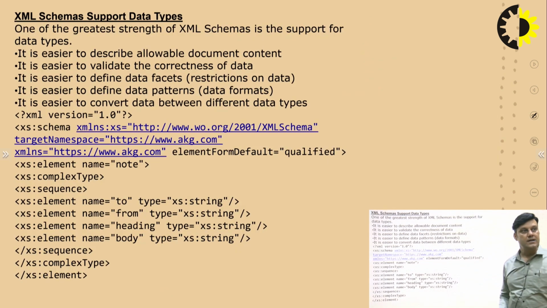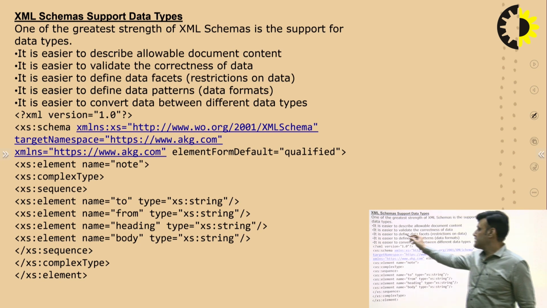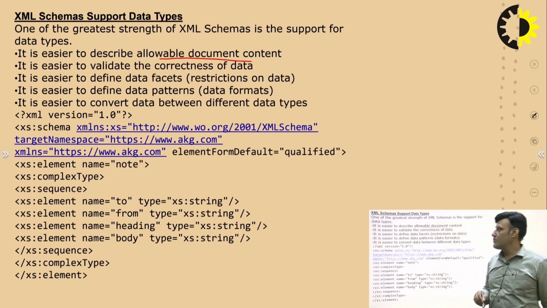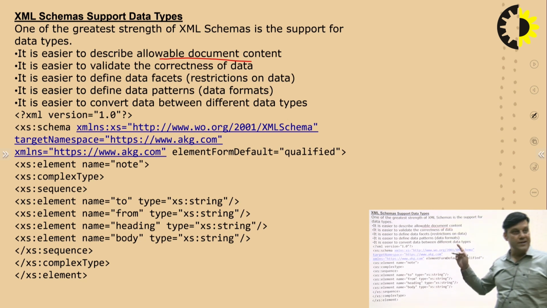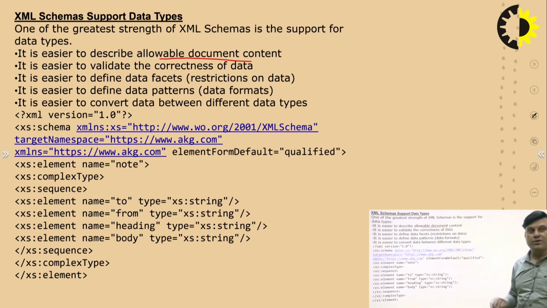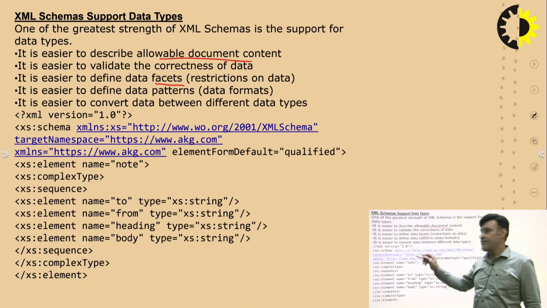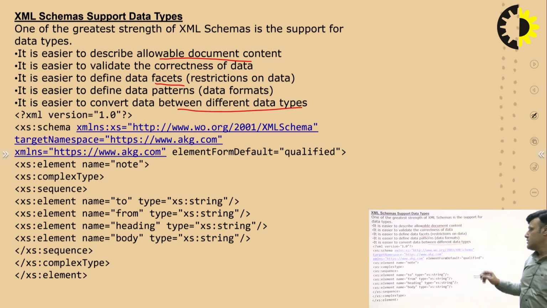Okay students, XML schemas support data types. What types of data types? Complex type, as I just said. So it is easier to describe. Why do we describe? Easier to describe allowable document content, easier to validate the correctness of data, easier to define data facts, easier to define data patterns, easier to convert data between different data types. So this is how I have used it here.